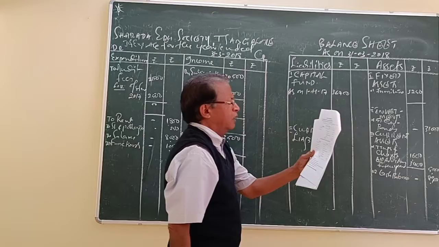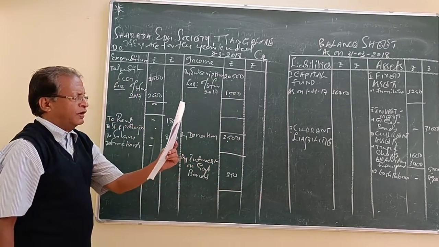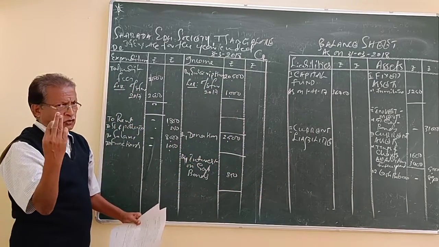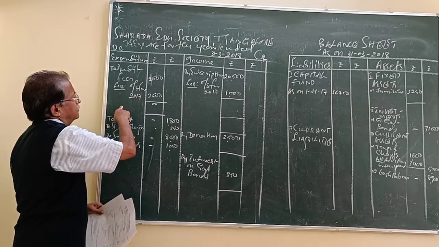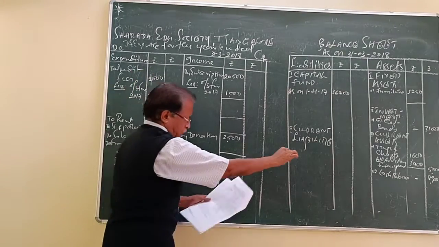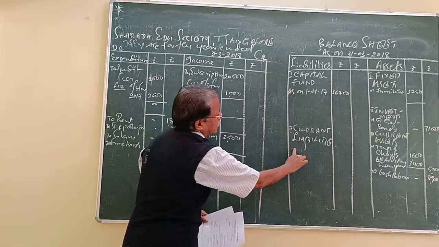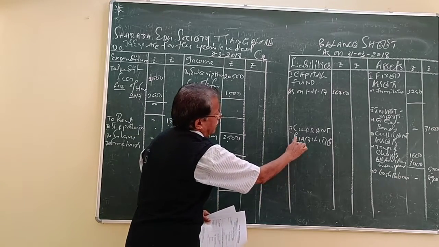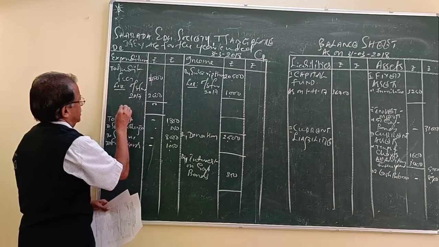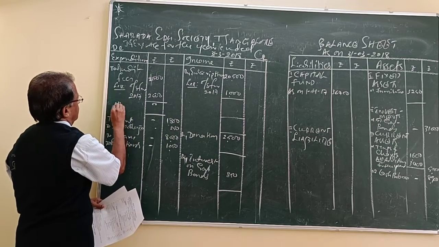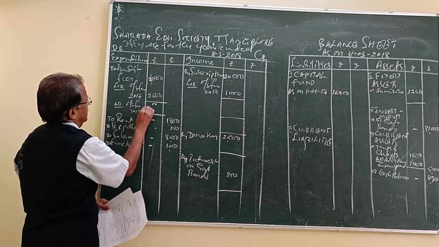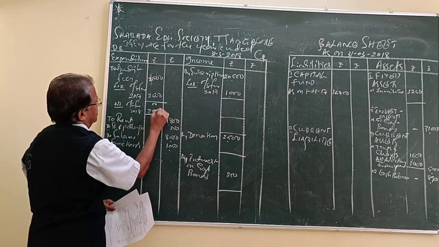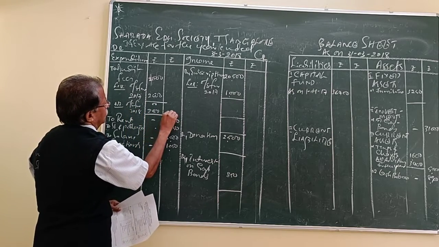Come to adjustment. Audit fee rupees 2,500 is still due. It will be shown in two places. One in the income and expenditure account as addition to the audit fee, and the same rupees 2,500 will be shown in the balance sheet at the liability side under the heading current liabilities. And outstanding for 2018, 2,500. Then outer column 2,500.